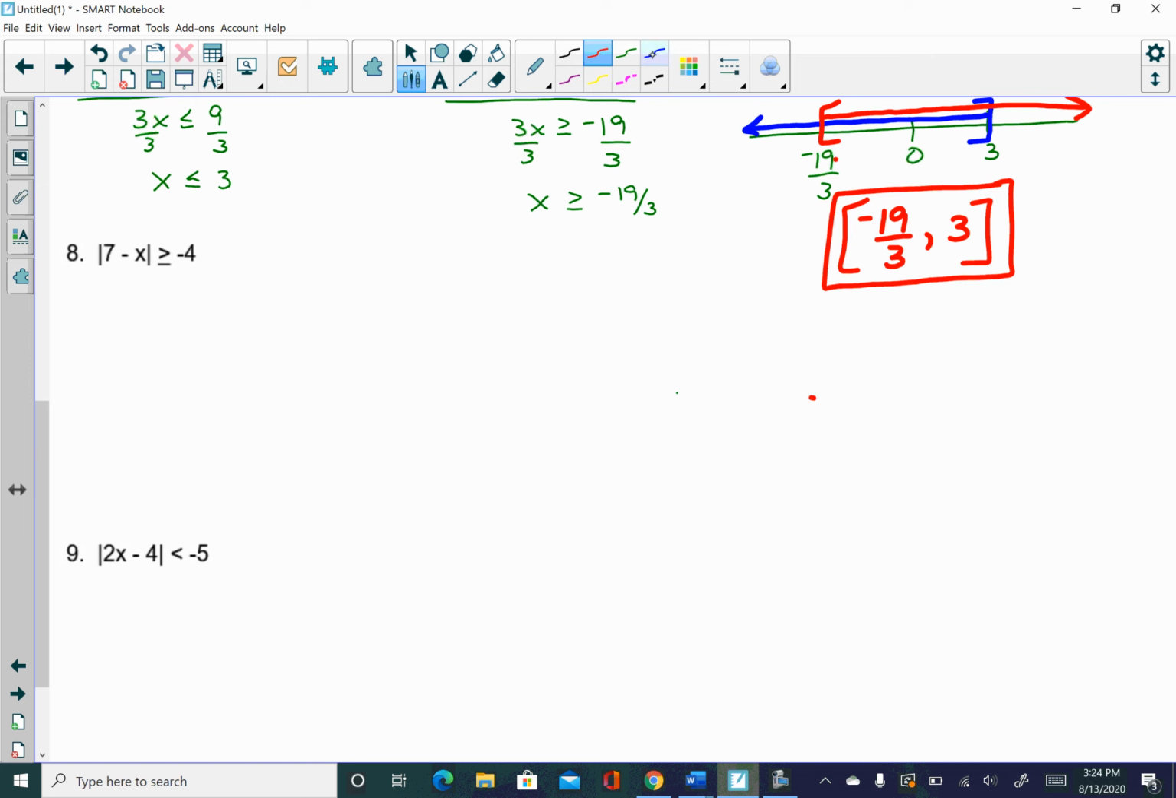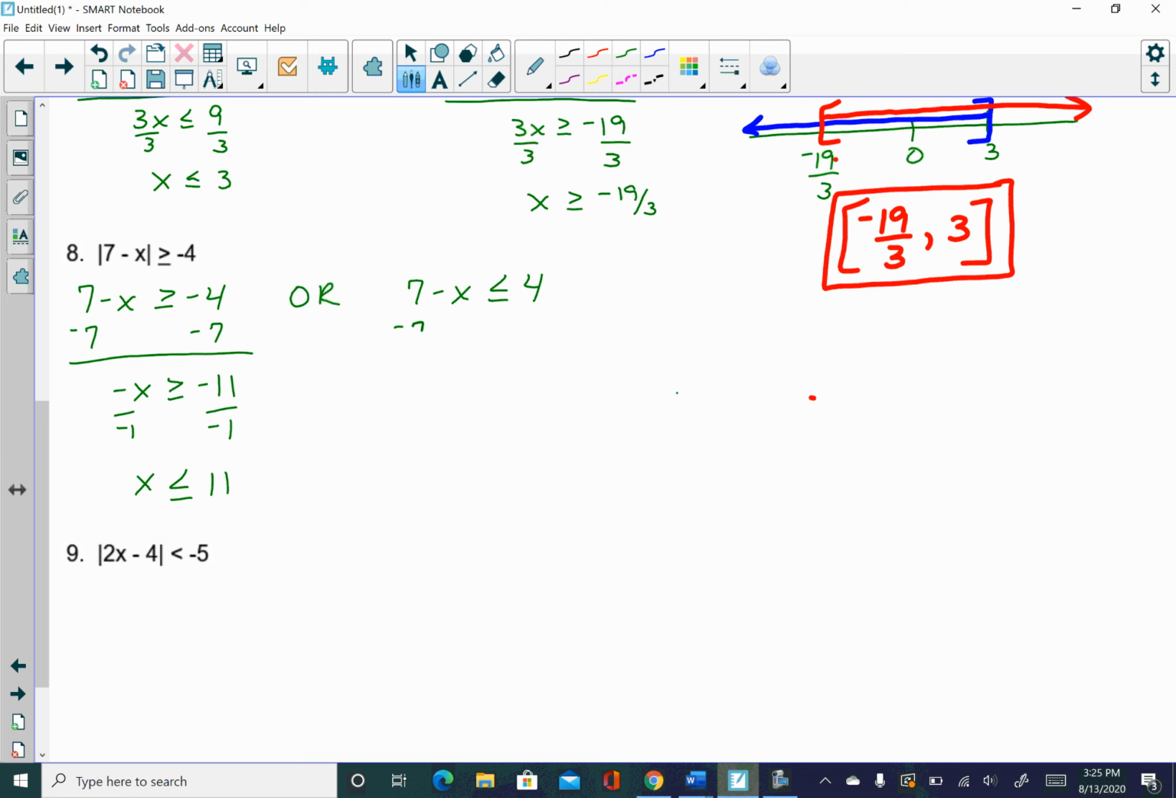Okay, so here in number 8, the absolute value bar is already isolated. So I have 7 minus x greater than or equal to -4, or 7 minus x, change the inequality sign and the sign of the number. All right, so I start solving for x. I subtract 7. -x greater than or equal to -11. Divide by -1. I divided by a negative, so I change my inequality sign, and that would be +11. So x is less than or equal to 11.